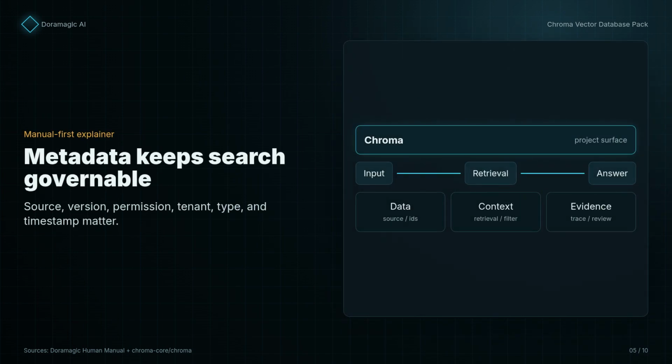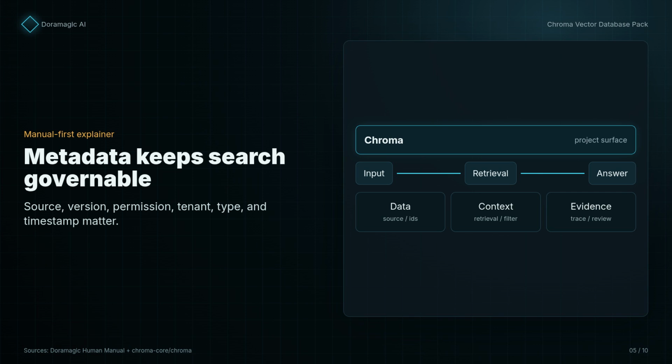Persistence and deployment are operational boundaries. A quick local experiment is different from a service that must survive restarts, handle updates, keep indexes consistent, and protect sensitive documents. The manual is useful because it keeps those differences visible.